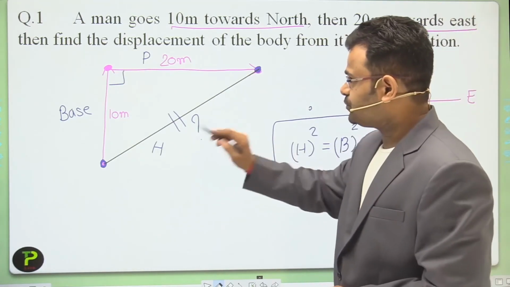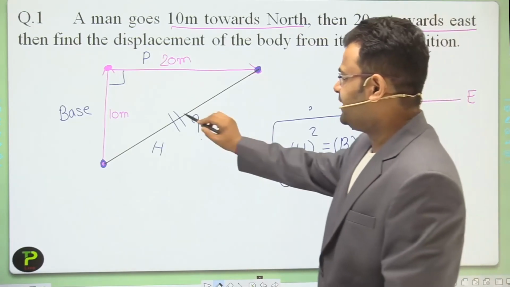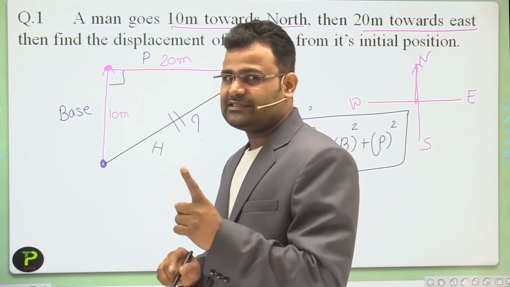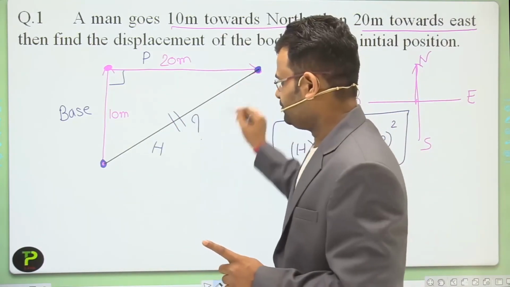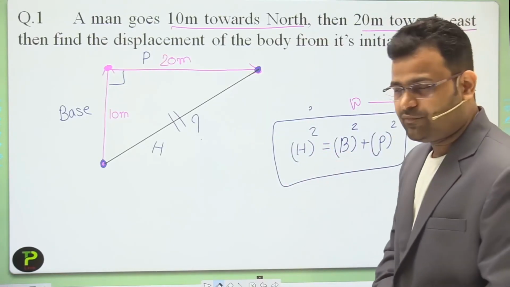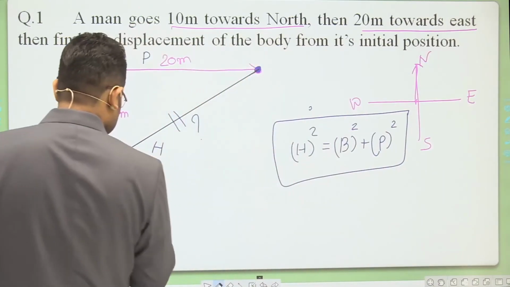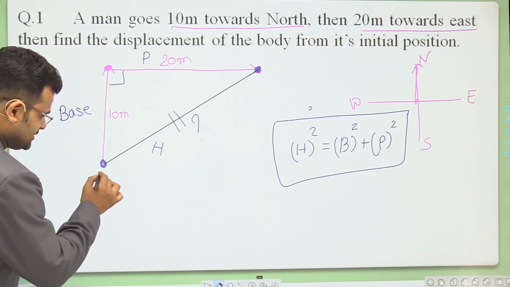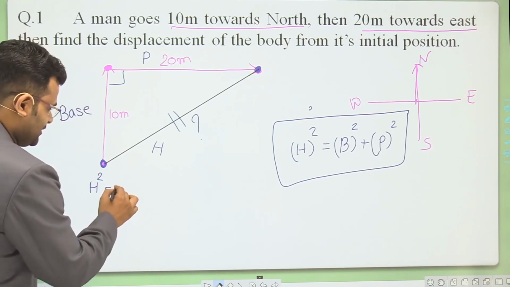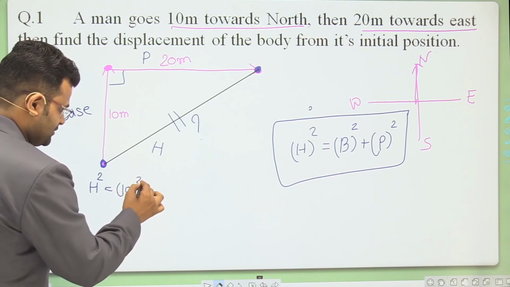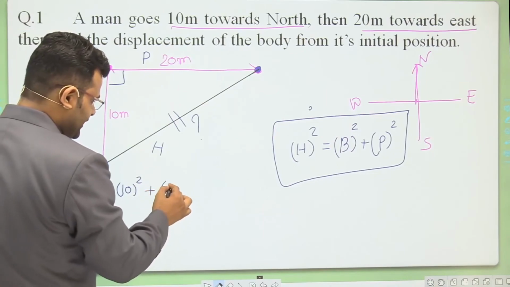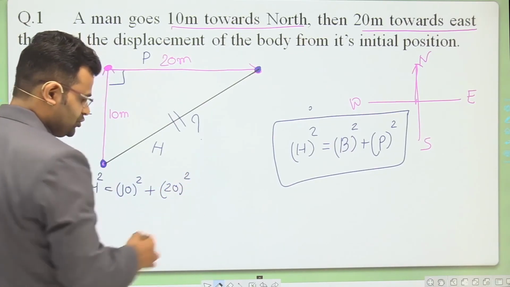Now calculate which side is remaining, dear students. That side is the hypotenuse. The length of the displacement is the hypotenuse of that triangle. So that is the basic formula. By using this formula, we can calculate the hypotenuse. So we write here hypotenuse square equals base square. What is the base? Base is 10. Now 10 square plus perpendicular square. What is the value of the perpendicular? That is 20.